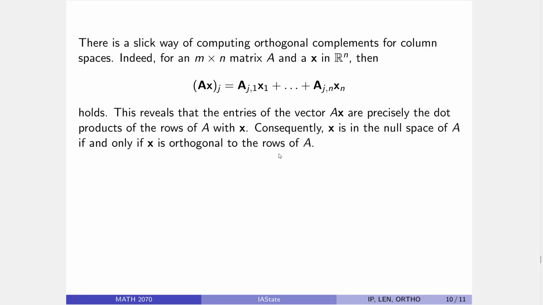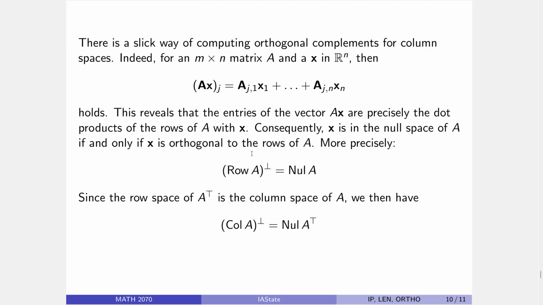So if x is in the null space of A, that can only happen if all of these are equal to 0, and the only way that can happen is if you're orthogonal to all the rows. So, in other words, the orthogonal complement of the row space, the collection of all things that are perpendicular to the row space, is precisely the null space. Beautiful. And let your mind note that I was talking column space initially. Well, remember, the row space of A transpose is the column space of A, and there we go. The column space's orthogonal complement is the null space of A transpose.